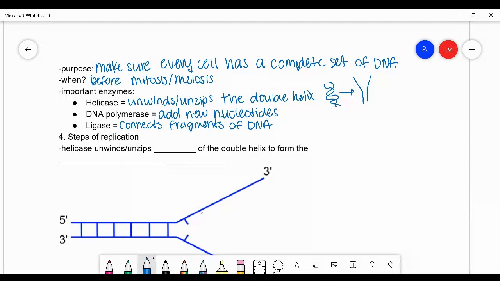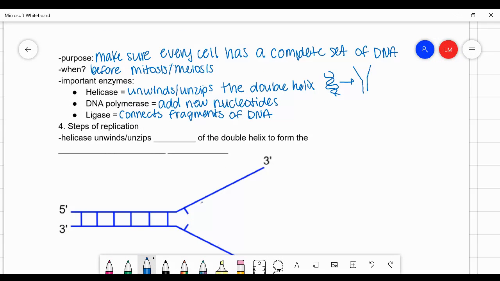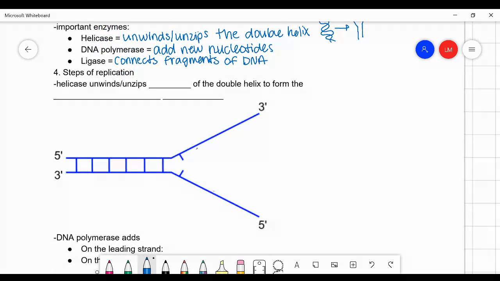So let's go through the steps of DNA replication. The first thing is that helicase is going to unwind and unzip part, not the whole thing, just part of the double helix to form the replication fork.